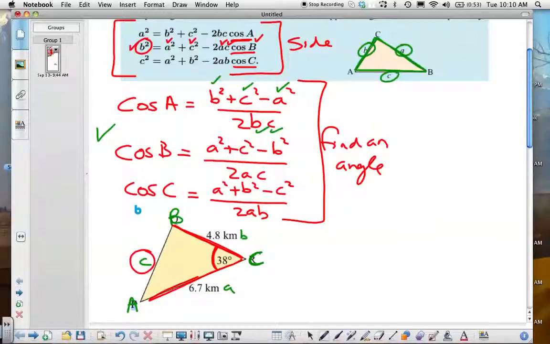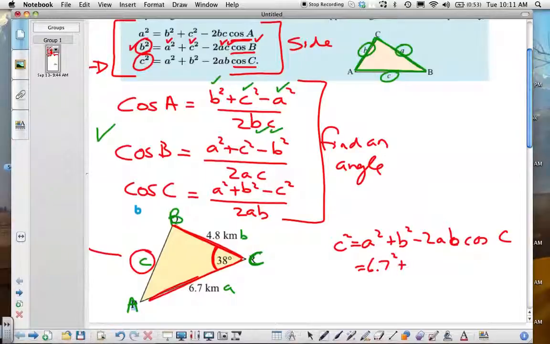We are asked to find C, so I go to my formula, the one to find the side. So I go to this one over here, and I see I've got this, and I use that formula. So it's going to be C squared is equal to A squared plus B squared minus 2AB cos of C, and one just substitutes it in. So it's going to be 6.7 squared plus 4.8 squared. Please don't put in the units here, just write the numbers. Minus 2 times, put here in brackets, B 4.8 times the A 6.7 times the cos of 38 degrees.